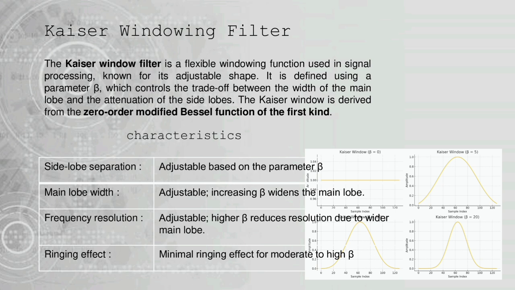The Kaiser windowing filter has 4 main characteristics. Number 1, side lobe separation, adjustable based on the parameter beta. Number 2, main lobe width, which increases with beta. Number 3, frequency resolution, where a higher beta reduces resolution due to the wider main lobe. Number 4, ringing effect, minimal for moderate to high beta.